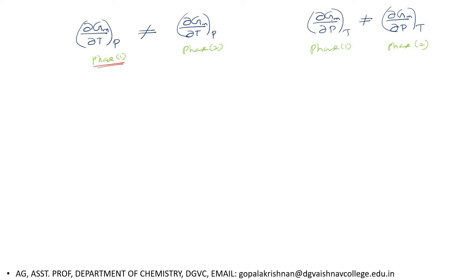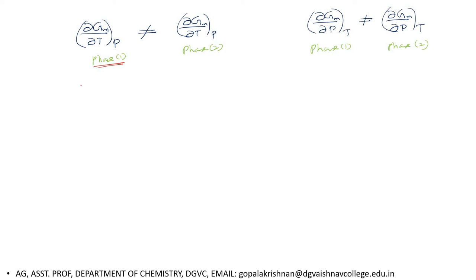Similarly, ∂G_m, that is the change in molar Gibbs free energy with respect to pressure at constant temperature in phase 1, and the change in molar Gibbs free energy with respect to pressure at constant temperature in phase 2. Okay, if these two are not equal, right, then also the transition is called a first order phase transition.